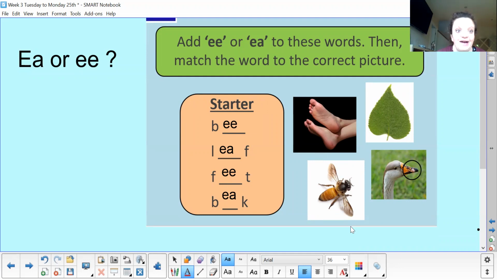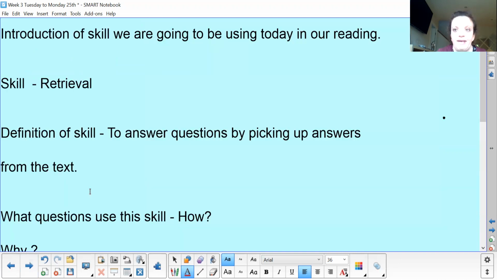Pause the screen again and have a go at writing me a sentence using these words. Off you go. Okay, well done if you've done that, and remember to send any of your sentences to the email.